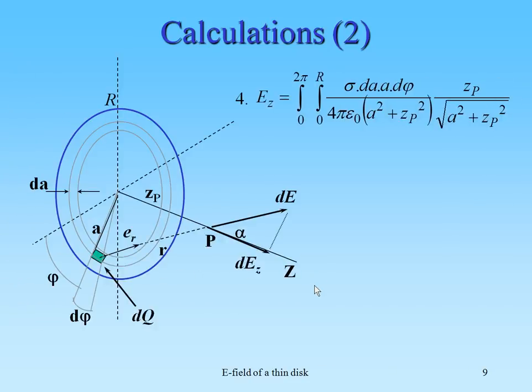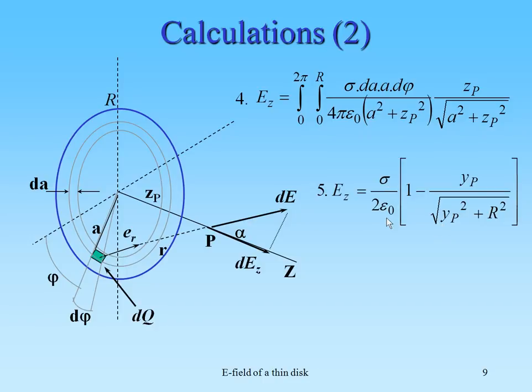And when we do the integration, we end up with this expression: sigma over 2 epsilon naught times 1 minus zp over the square root of zp squared plus r squared. And now let r go to infinity, so with an infinitely large disk, then we end up with Ez is sigma over 2 epsilon naught, independent of the radius.